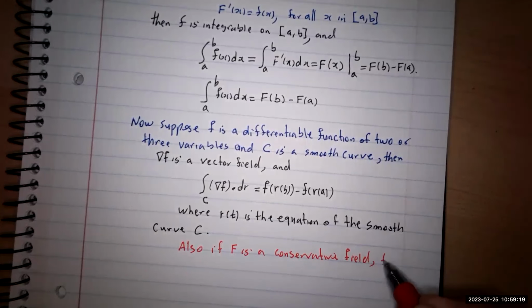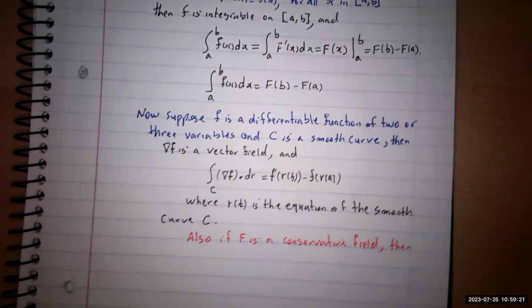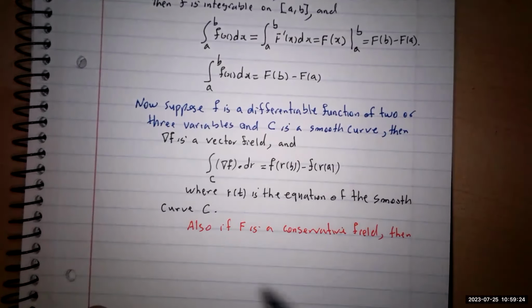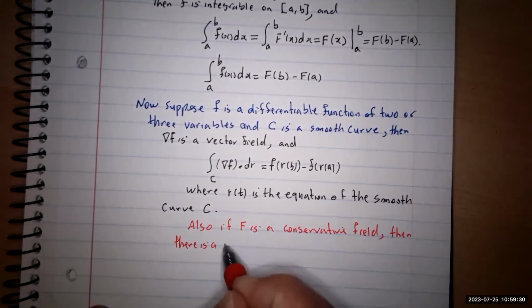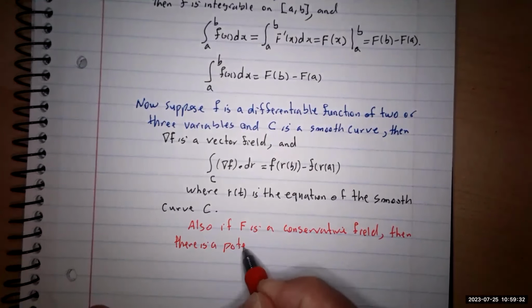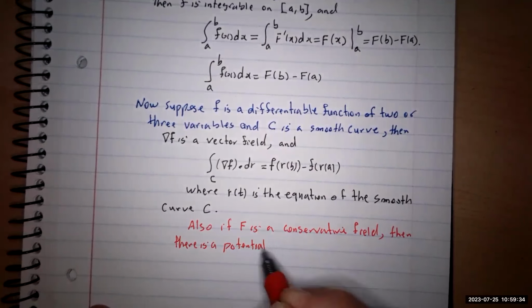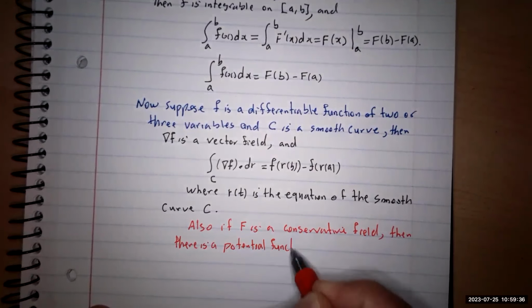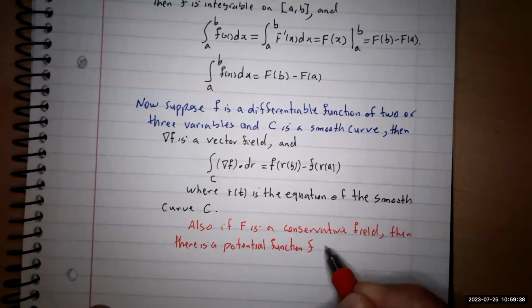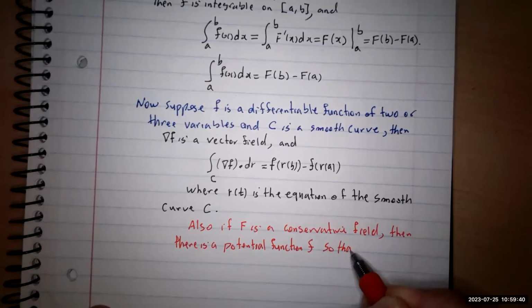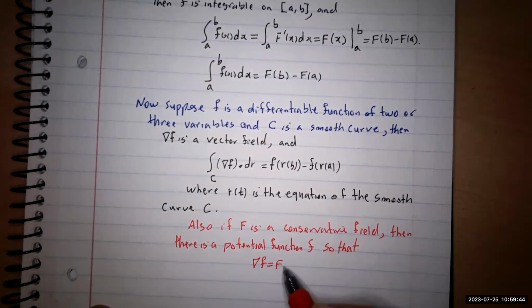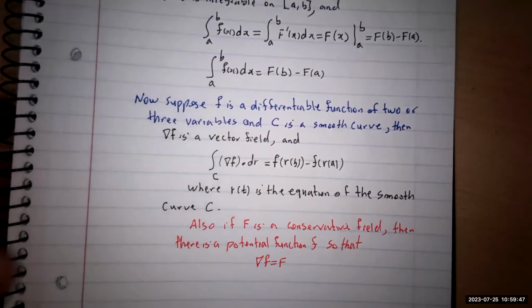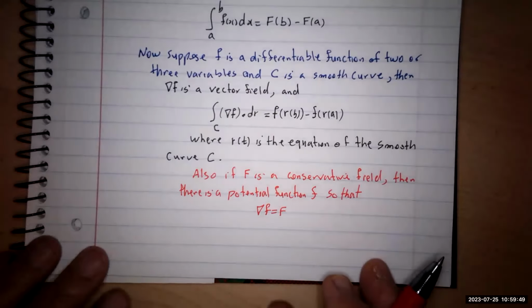You know that, then what will happen? When it's conservative, you know that there is a potential function, a function f, so that the gradient of that f would be equal to your vector field. So if you know all this, then what are you going to do?